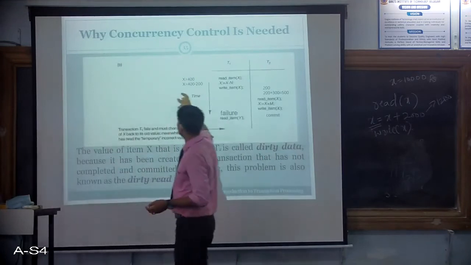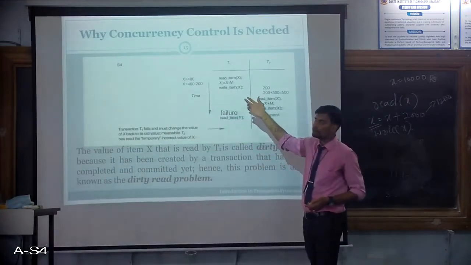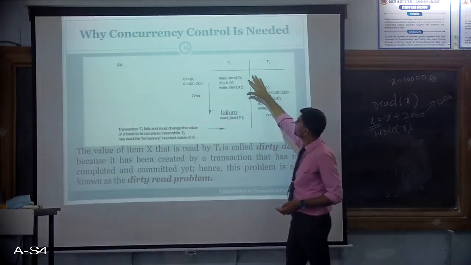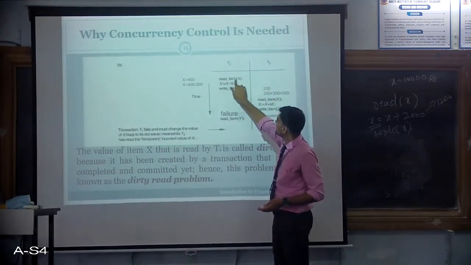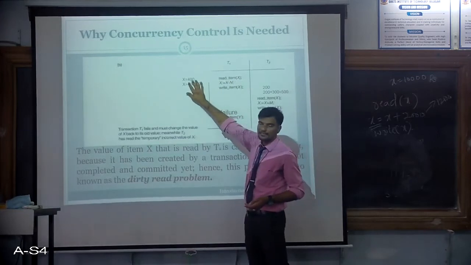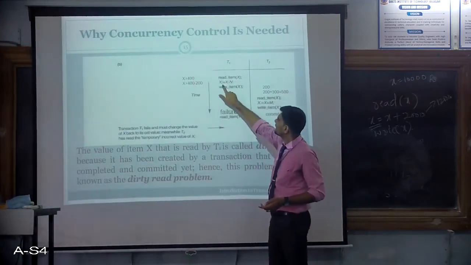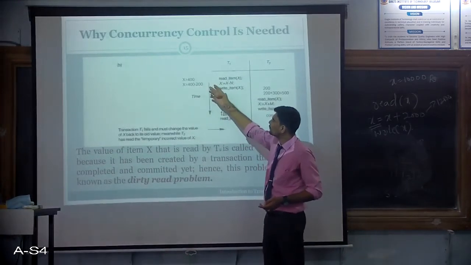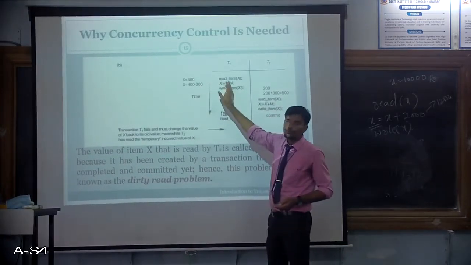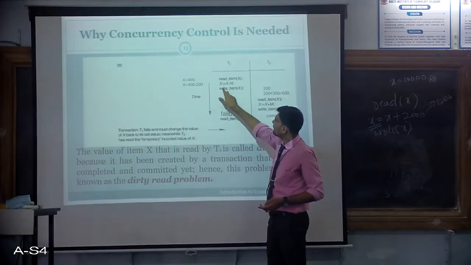Let's discuss one example of the dirty read problem or temporary update problem. Here we have two transactions, T1 and T2. First I am reading the value of x. Initially it is 400. After that I am updating the x value, x minus n, that is 400 minus 200. Now we have x value 200 and I have written that value 200.